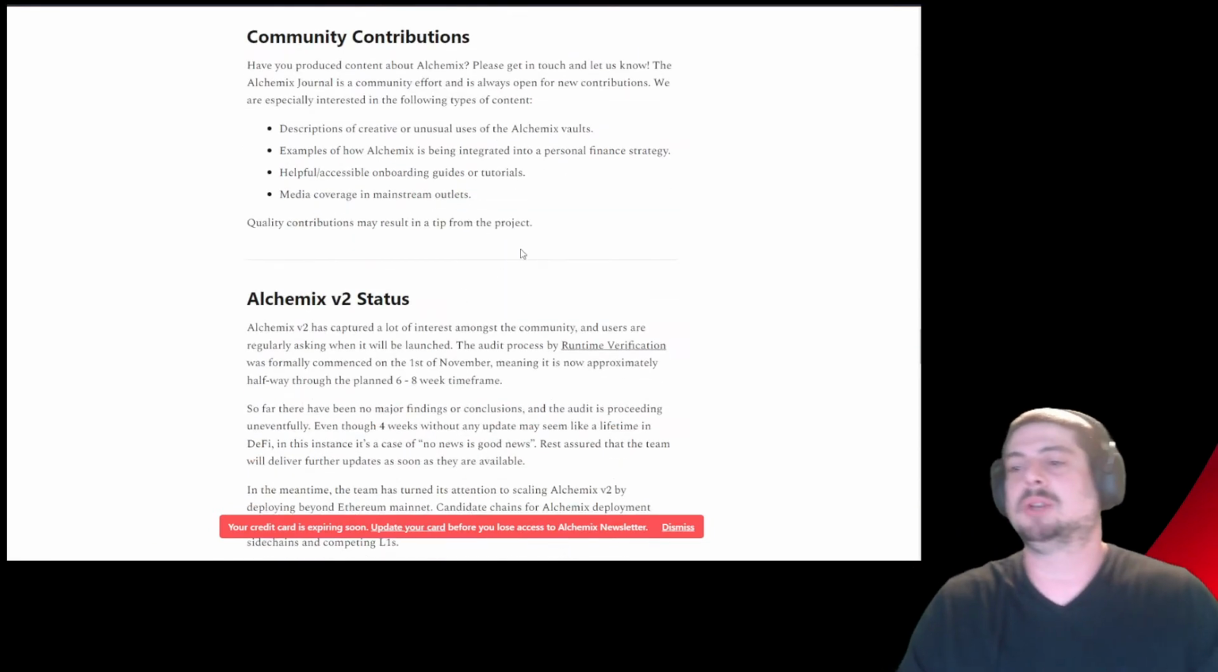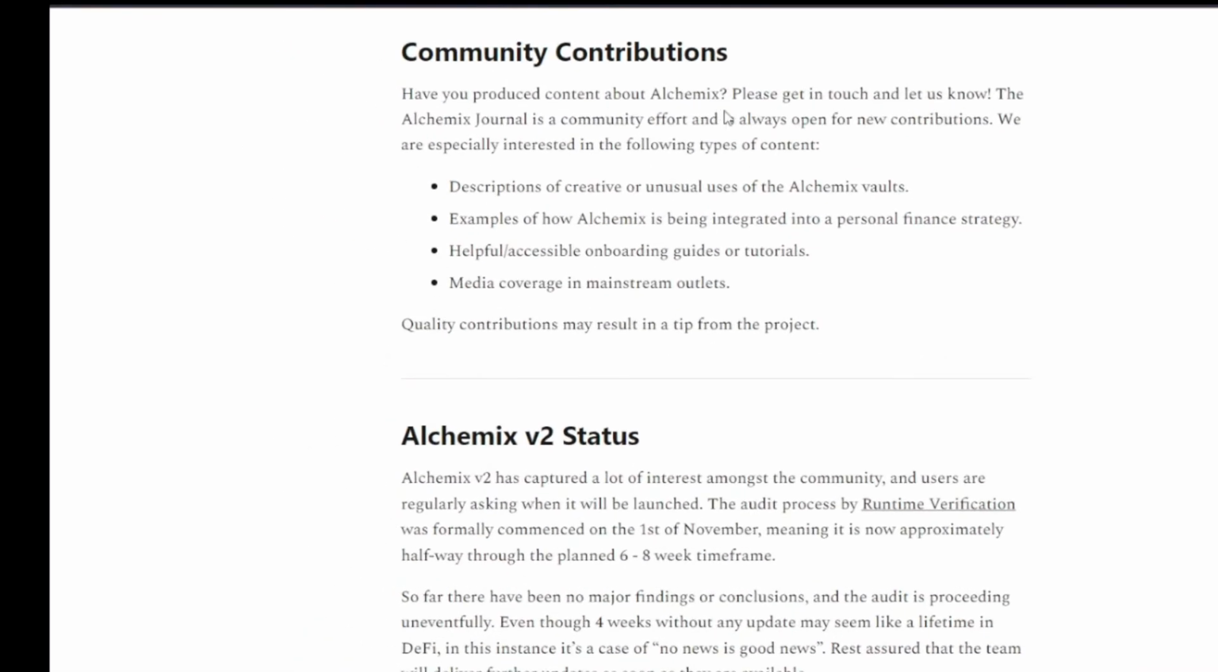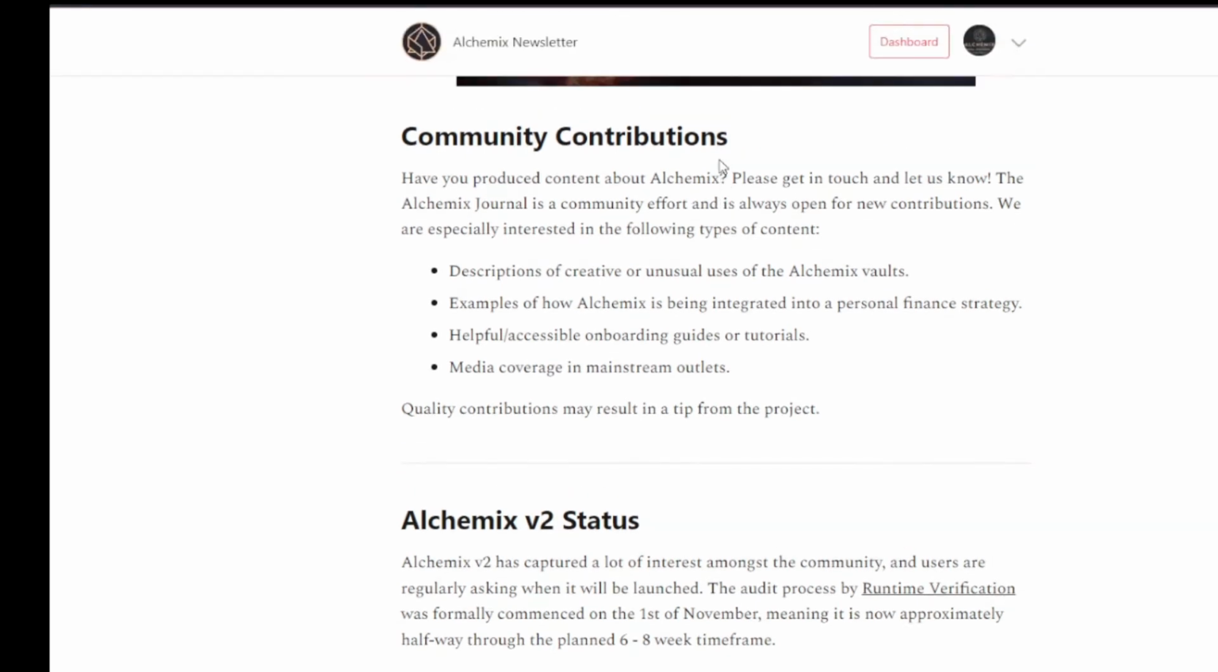And as always, community, if you produce content about Alchemix, please get in touch. Let them know. The journal, this newsletter here, we need contributions. We want people to contribute to this: descriptions of creative or unusual uses of Alchemix vaults, examples of how Alchemix is being integrated into a personal finance strategy, helpful or accessible onboarding guides or tutorials, media coverage in mainstream outlets. Quality contributions may result in a tip from the project.